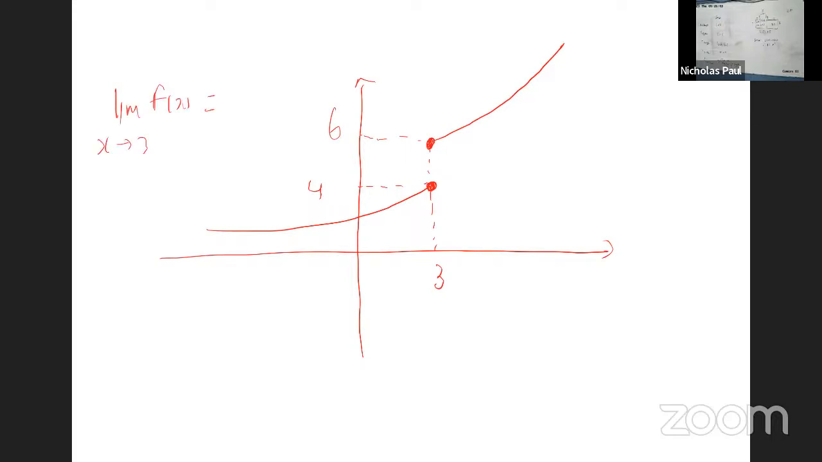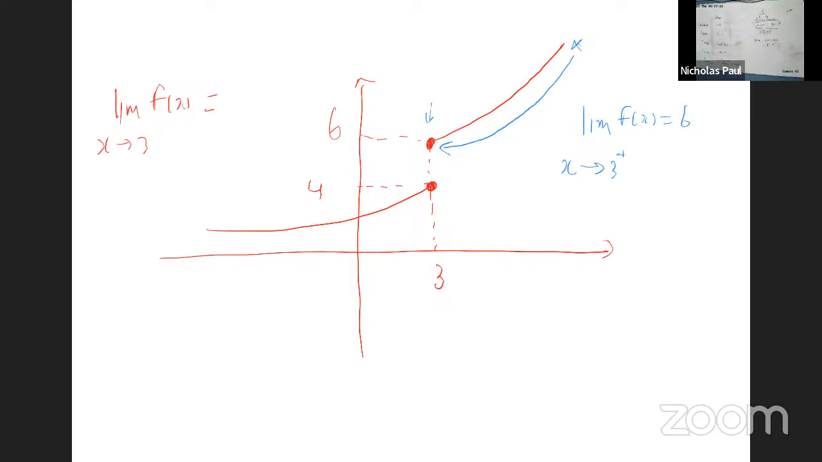We have a slight problem here. When you approach 3 from the right, right is here, so you're coming down here. What is the y value? 6. So the limit, and here's how you write it, the limit as x approaches 3 from the right is 6. Are you okay with that?